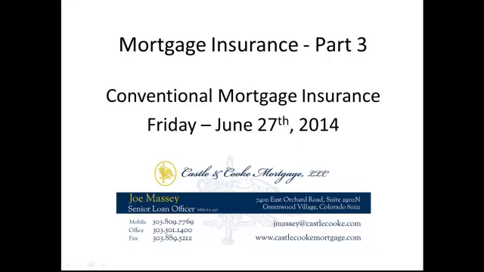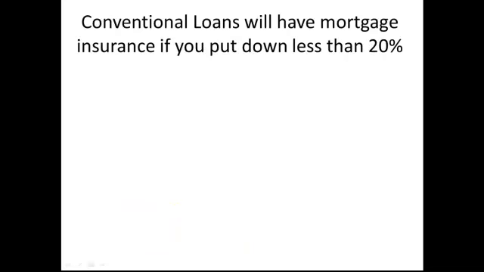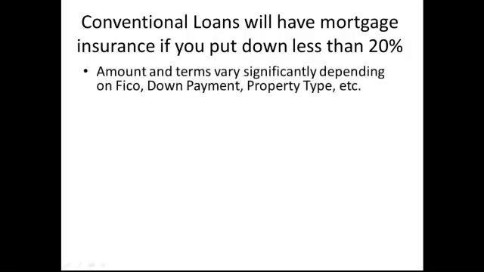So the first thing to understand about conventional mortgage insurance is that you will have mortgage insurance if you put down less than 20%. Now the types of mortgage insurance are going to vary pretty significantly depending on the FICO, the down payment, the property type. Lots of different variables go into it. You guys remember from FHA, it's pretty standard. There's really only a few changes in mortgage insurance on FHA loans, but conventional, there's going to be a lot of fluctuations depending on these different variables.